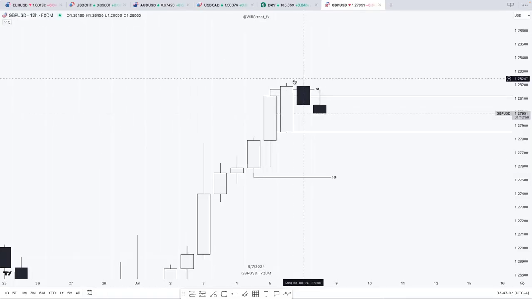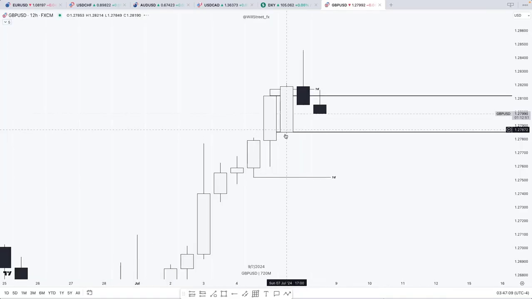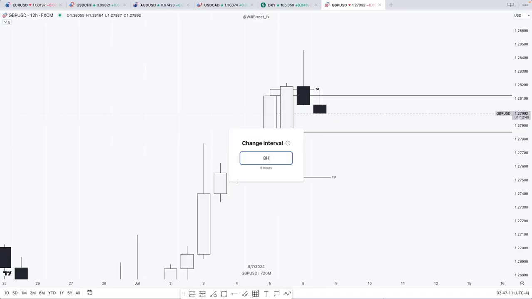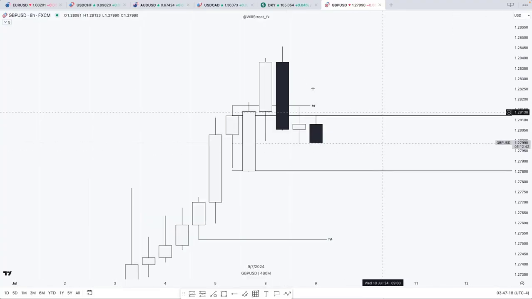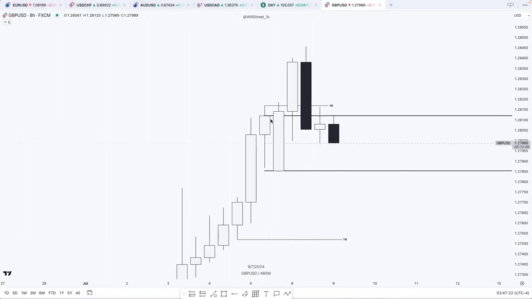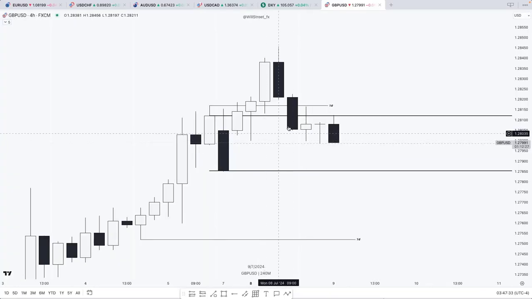12 hours, look at this. It is the same as that daily low. Perfect. 8 hours, can we see anything? I mean, we could see that one, but it is in the opposite direction of the higher time frame range, which is that one. Next, 6 hours, can we see anything? 4 hours, exactly the same.